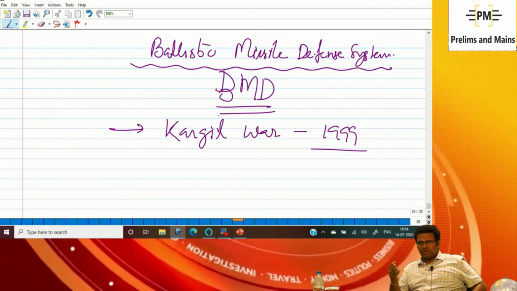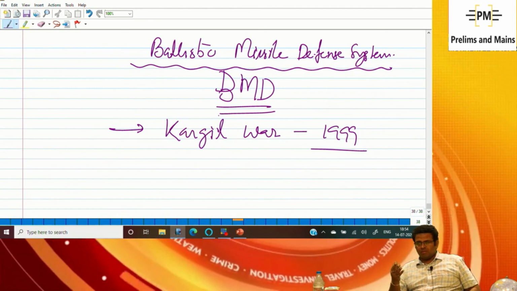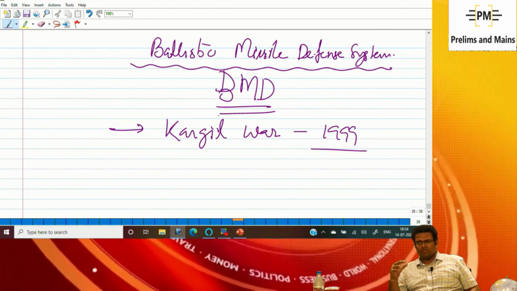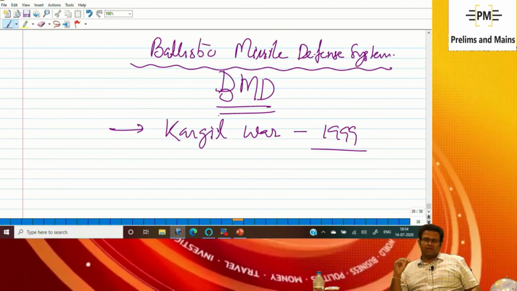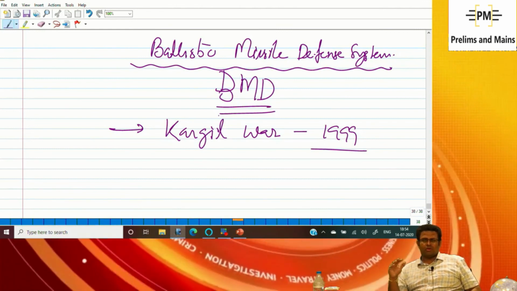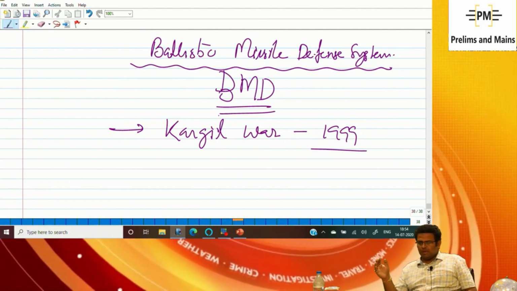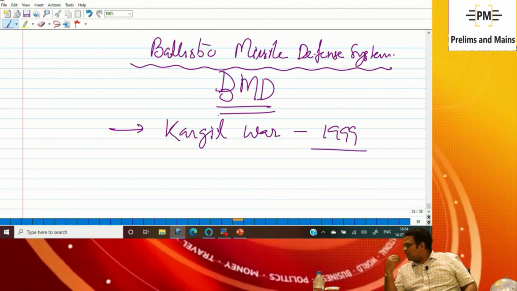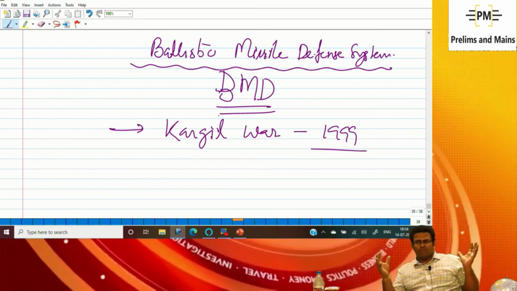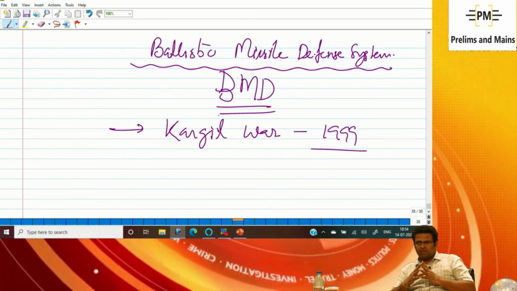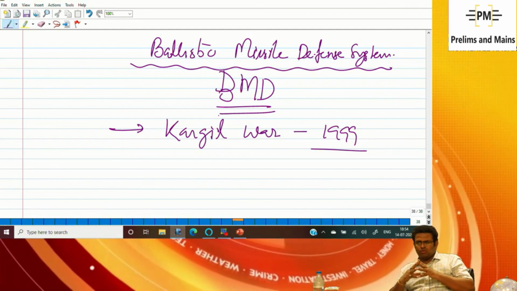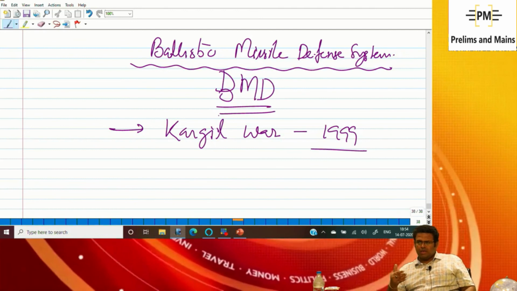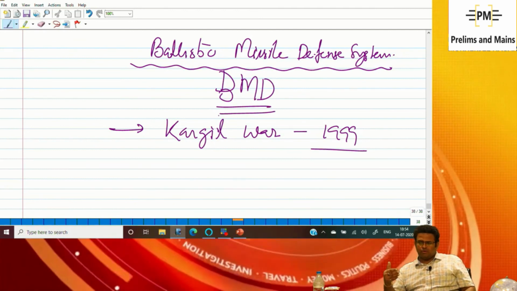And thereafter we have seen cruise missiles, which can be launched from land, sea and air, and these are BrahMos 1, BrahMos 2 and Nirbhay. All the things about BrahMos 1 and BrahMos 2 we have discussed, and the Nirbhay we have discussed.